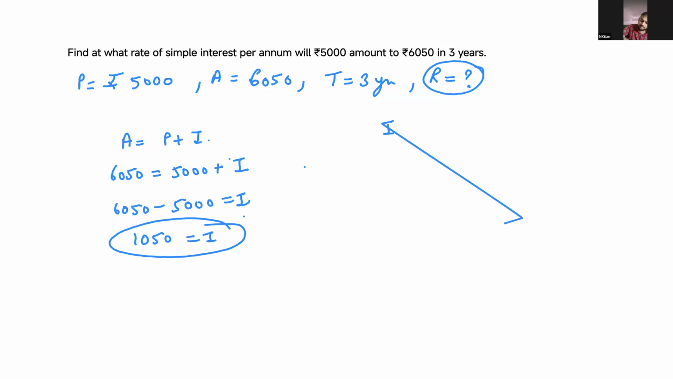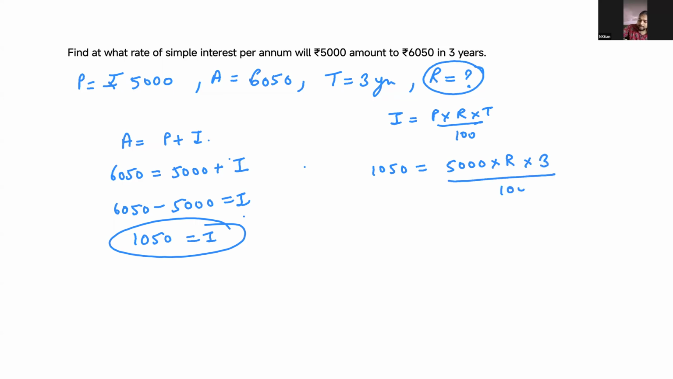Now we know the formula. What is the formula? I is equal to P into R into T upon 100. Now I is given, which is 1,050. P is 5,000. Rate I don't know. Into time, which is 3 years, upon 100. Guys, did you understand what I did? Joshua, did you understand? No. Yes, sir. Now this 100 and this 100 will cut.